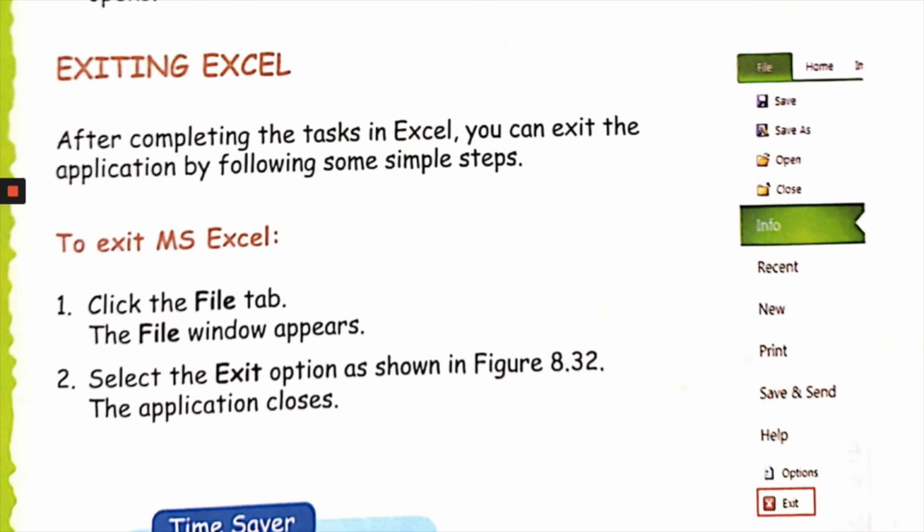The next one is exiting Excel. After completing the tasks in Excel, you can exit the application by following some simple steps. To exit MS Excel, you need to click on the File tab. The File window appears. Select the Exit option, which lies at the end. Click on it. The application closes.